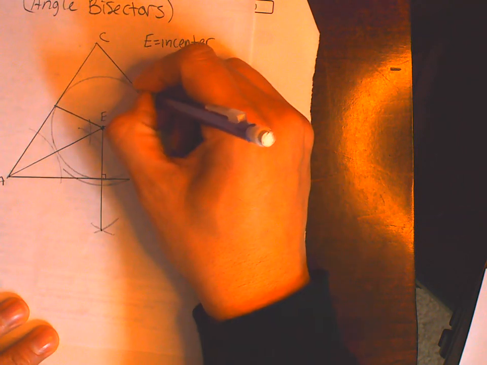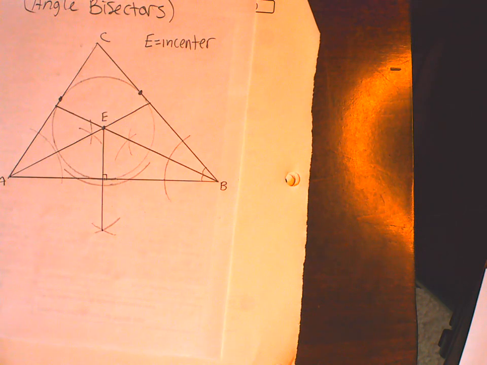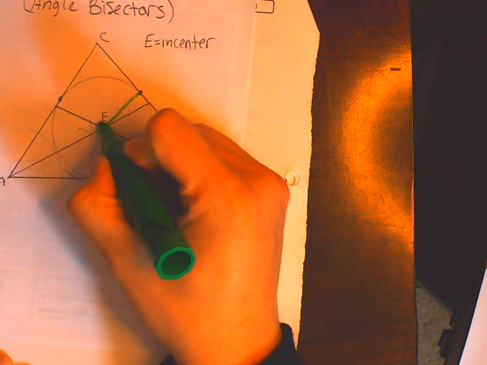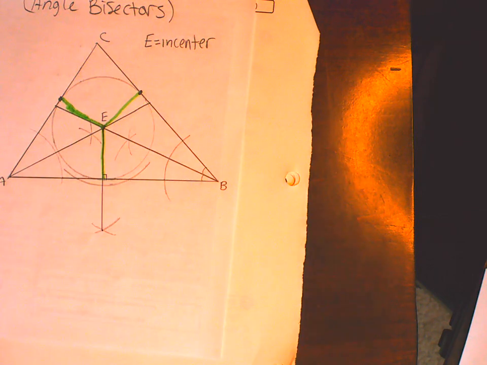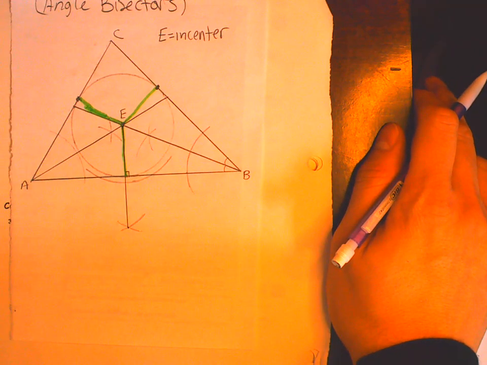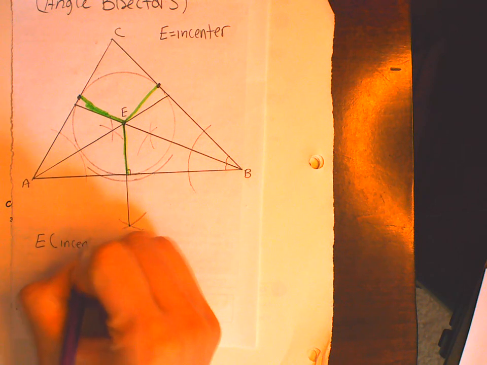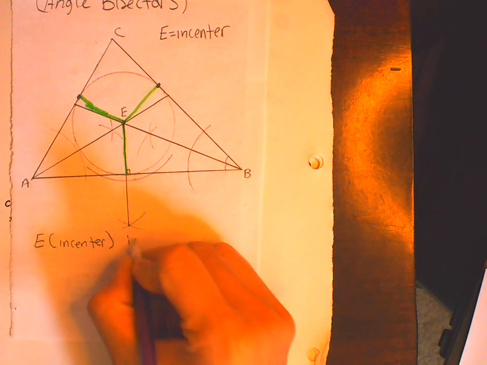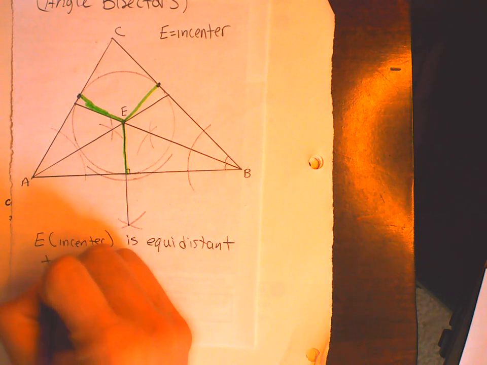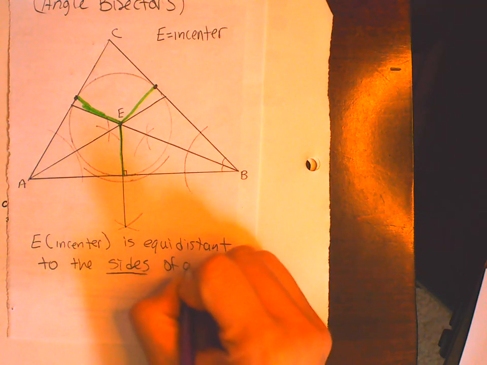If this point was where the triangle not crossed but touched, and right there, the distance from here to here should be the same as the distance from here to here, and the same as from here to here. That means that E is equidistant to the sides of the triangle. So here, E, the incenter, is equidistant to the sides of a triangle.